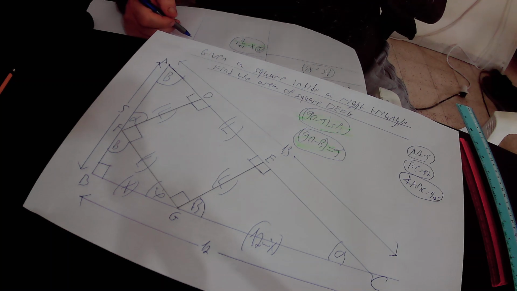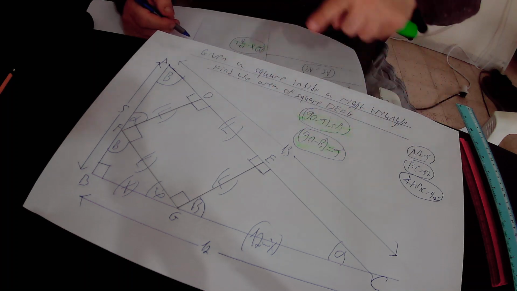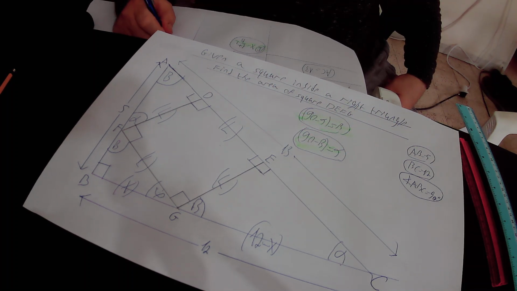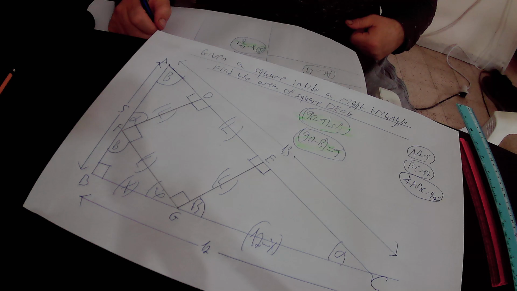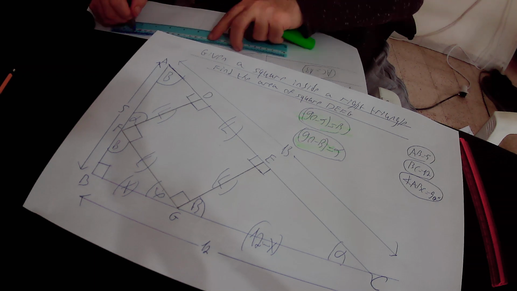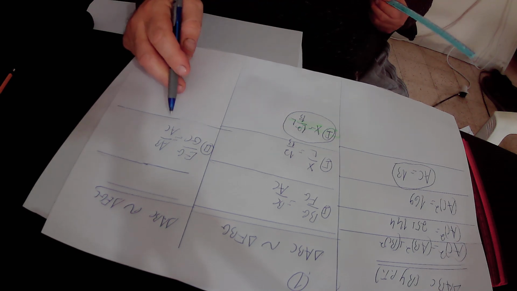We will derive that EG over GC in the right triangle EGC equals AB over AC in the right triangle ABC. Again, we derive that EG over GC equals AB over AC.